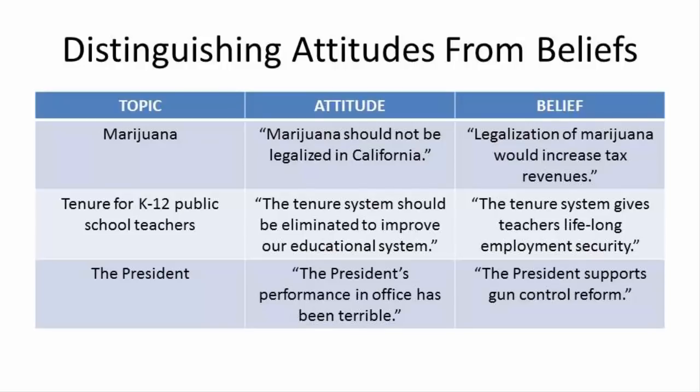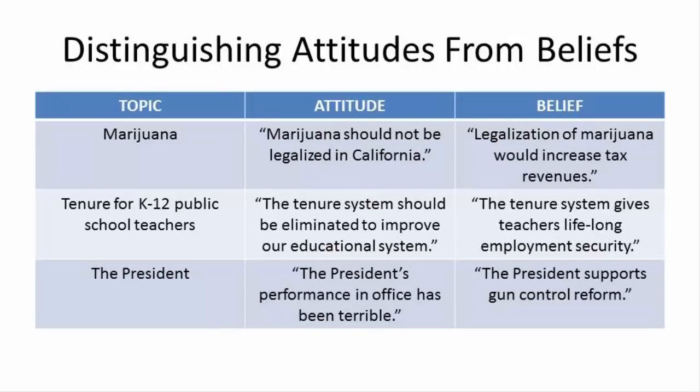In our second example, we see that the person equates tenure with lifelong job security. That's a belief. We also see that this person feels that the tenure system is a bad thing. That's an attitude. Note that we cannot infer this person's attitude from the belief. An individual could believe that tenure provides lifelong job security and support tenure for that very reason. Perhaps job security is seen as a good thing because it promotes academic freedom or provides teachers with a reason for staying in their low-pay profession.